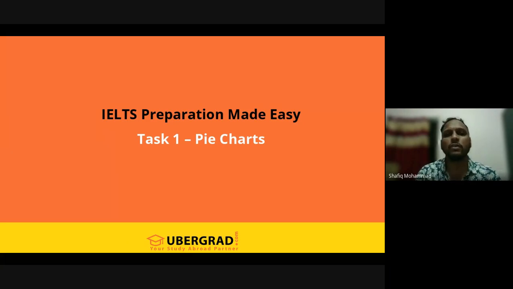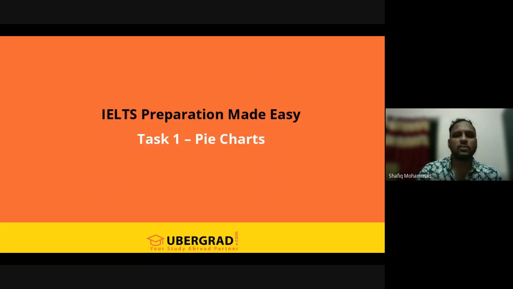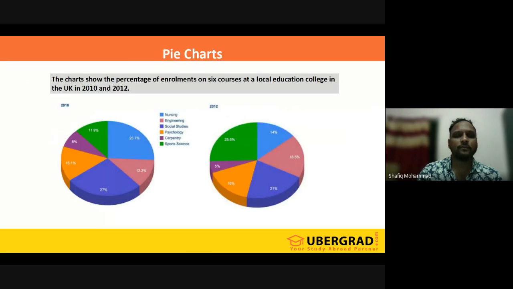Okay, so those who have just joined today, a quick recap. Task one is all about illustrations. Illustrations means diagrams which you need to describe in 150 words, and the time given for task one is 20 minutes. The types of questions are pie charts, bar graphs, line graphs, diagrams, processes, and maps. Okay, these are the question types. So now let's quickly look into a pie chart.